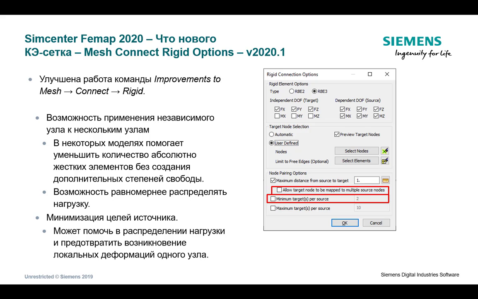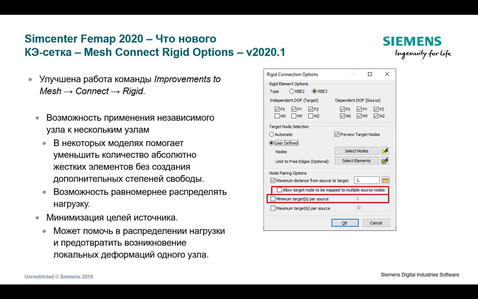The final improvement to a meshing command we're going to talk about was implemented in version 2020.1, and this was to the mesh connect rigid command. Now, what we did here was we added 2 options. One was allow target to be mapped to multiple source nodes. We did this because in certain models, this can aid in reducing collinear rigid elements without the need for creating additional degrees of freedom, and can provide better load distribution.